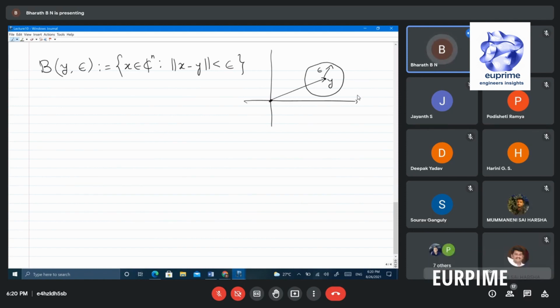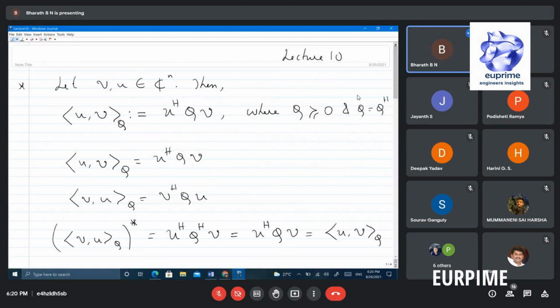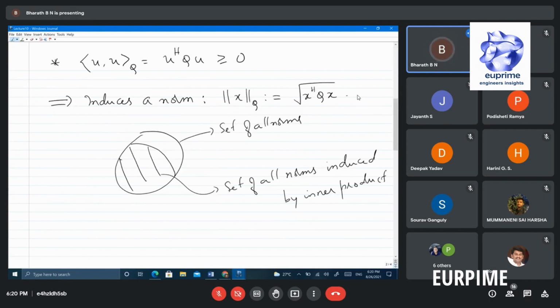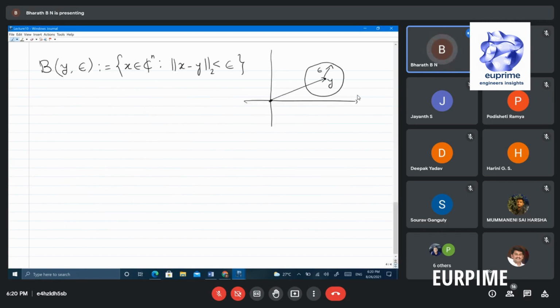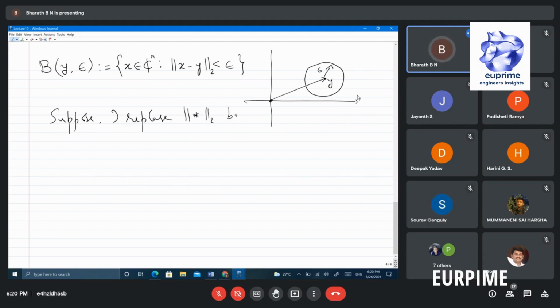Now I can change my norm. This is the 2 norm, that's what I've been considering. I can change my 2 norm to a Q norm. So what is a Q norm? You remember, you looked at the inner product space with Q, a positive semi-definite matrix, and defined a Q norm like this. Let's see what happens if I replace the 2 norm by the Q norm.